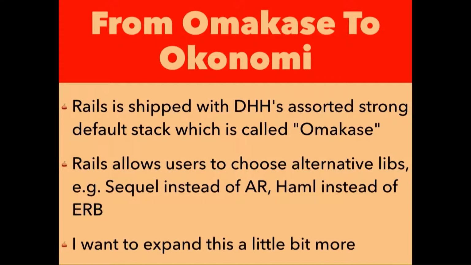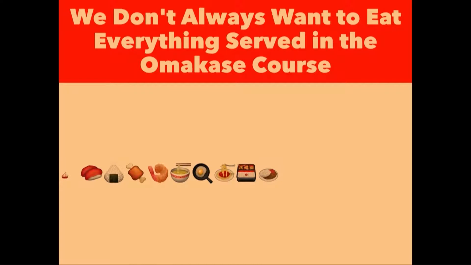As Matt mentioned in his keynote, Rails is omakase. What it means is Rails is shipped with DHH's strongly opinionated stack of software. But I want to expand this a little bit more, because we don't always want to eat everything in the omakase course. That's usually too much, okay?